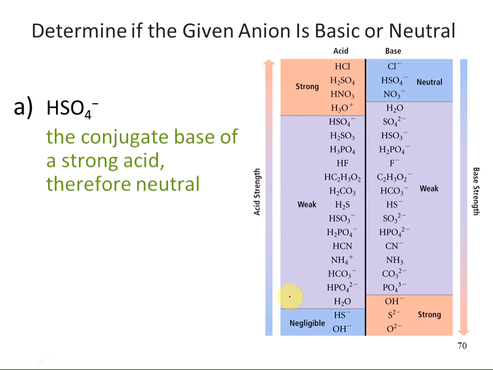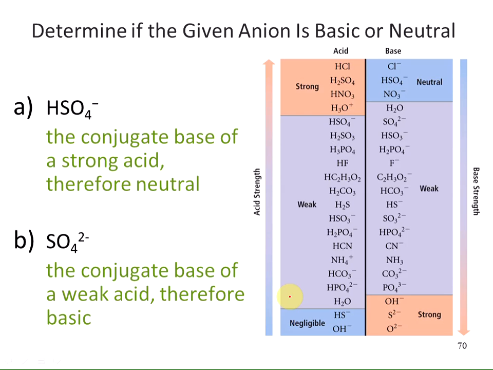What about SO4 2 minus? SO4 2 minus is the conjugate base of a weak acid. Therefore, we consider it to be basic. Here's where we find the SO4 2 minus. Whereas the HSO4 minus comes from the strong sulfuric acid and is neutral, here the SO4 2 minus comes from the weak acid HSO4 minus. So we consider this to be a weak base.